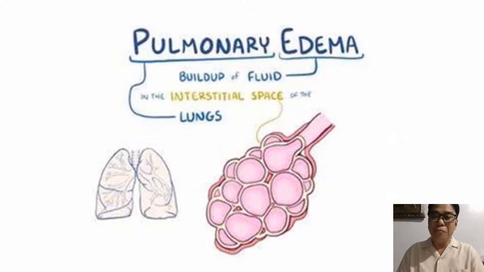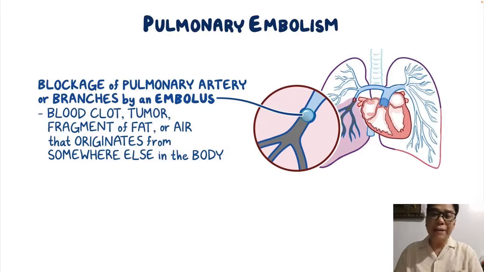Okay? So moving forward, we have a pulmonary embolism. For pulmonary embolism, there is a blockage in the pulmonary artery. It could be on the main pulmonary artery or on the branches. Usually the blockage is caused by an embolus. Okay, so it could be a blood clot, a tumor, fragments of fats, or even air that originates from somewhere else in our body.